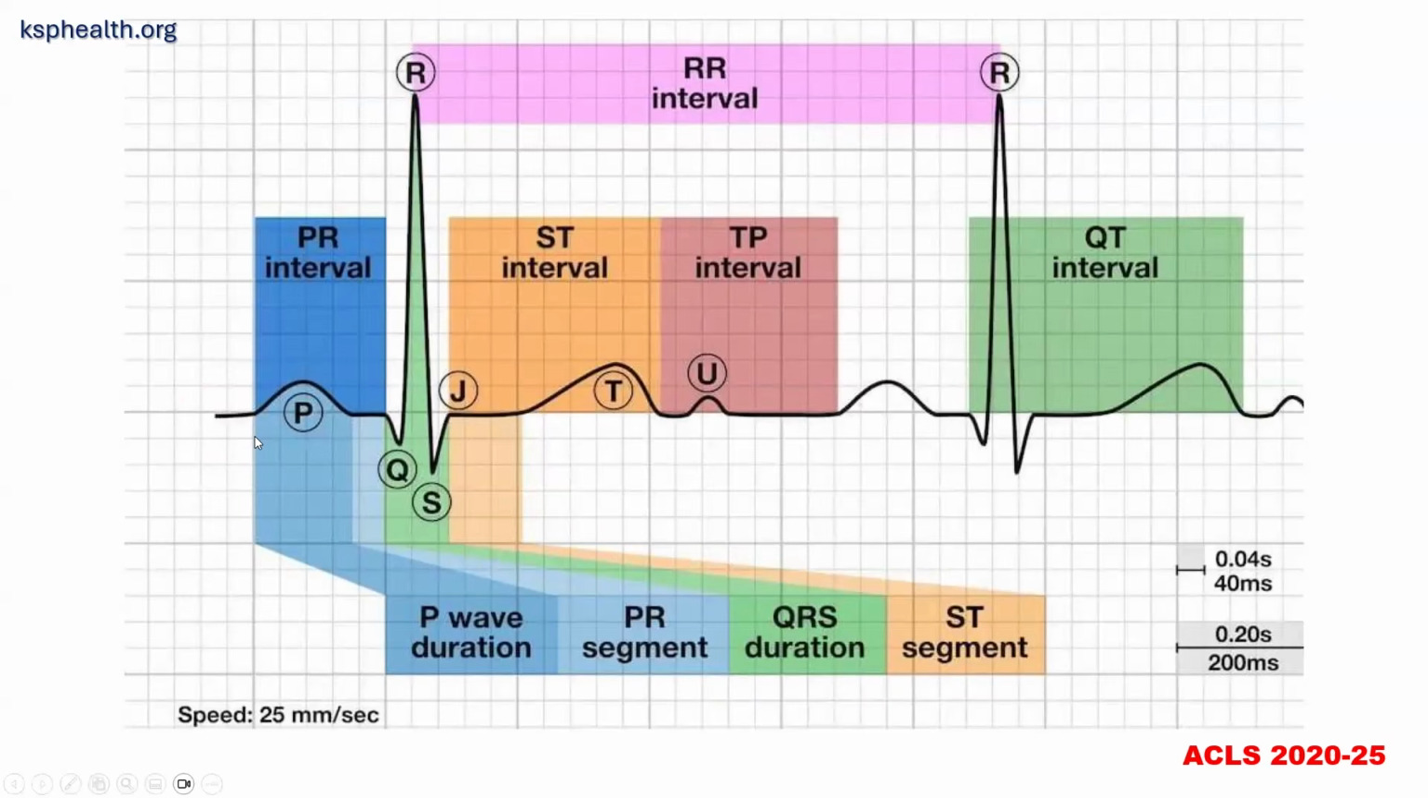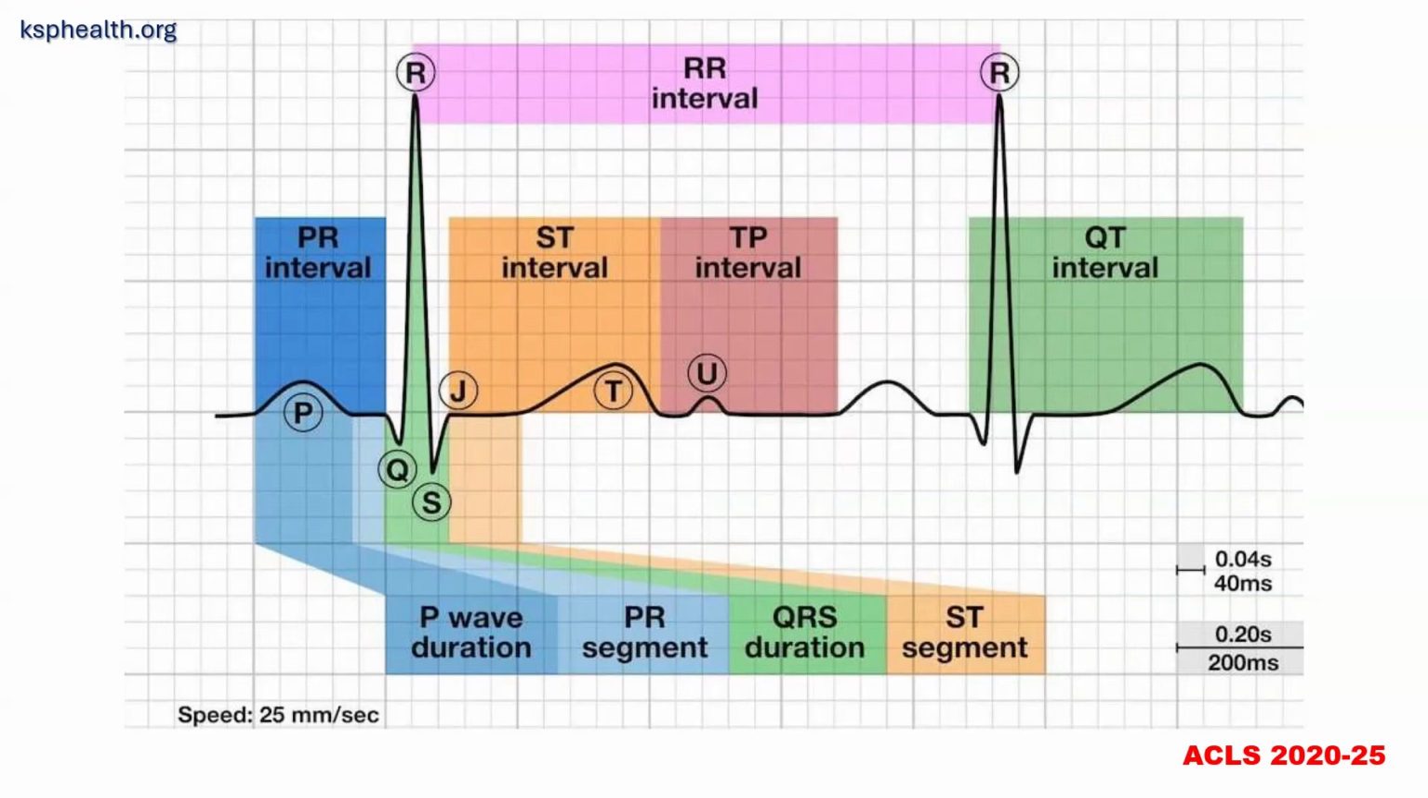This EKG shows P wave, QRS complex, T wave, and U wave. The PR interval is defined as the start of the P wave to the start of the Q wave. The P wave duration is the start to the end of the P wave. The PR segment is the end of the P wave to the start of the Q wave. The QRS duration is the start of the Q wave to the end of the S wave.